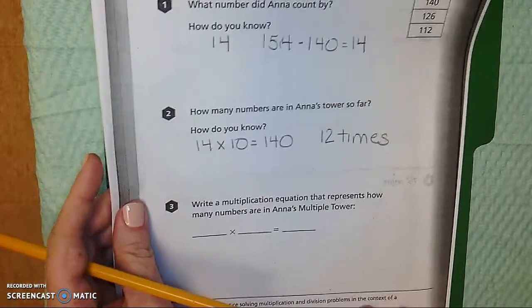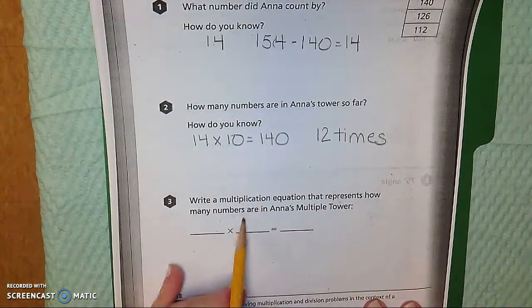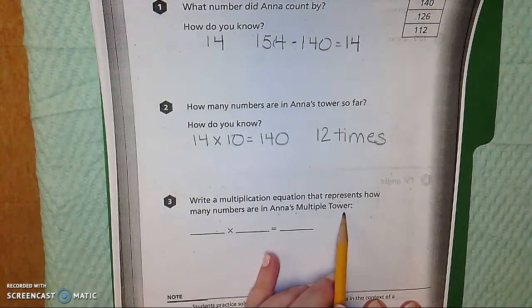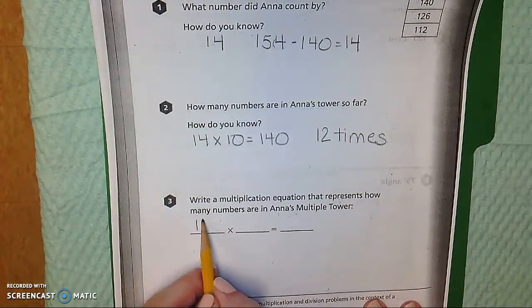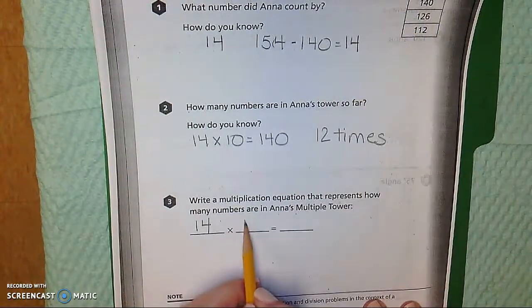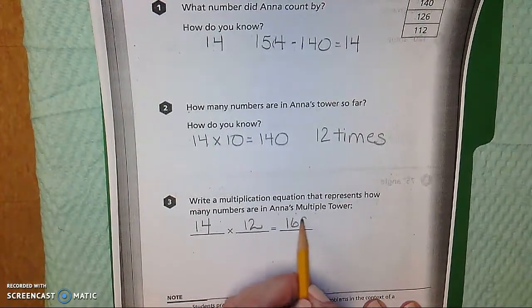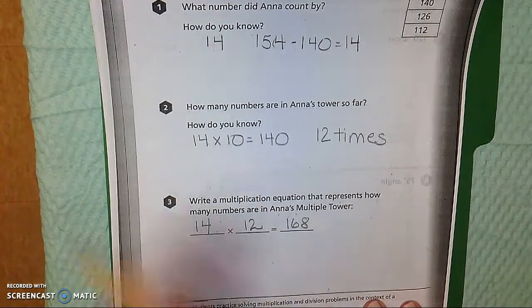All right, now question number 3. Write a multiplication equation that represents how many numbers are in Anna's multiple tower. Well, we know that she's skip counting by 14s, and we know that she's already done it 12 times. So 14 times 12 equals 168. All right, let's go to our next page.